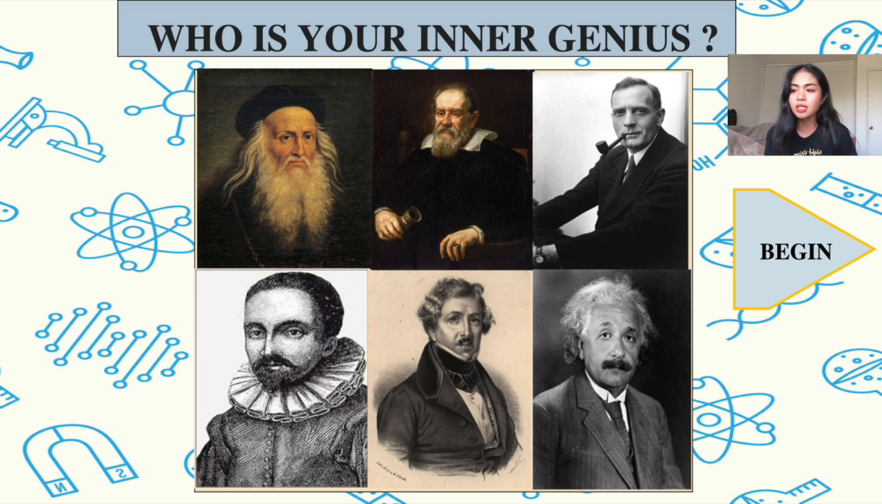As you can see, we're starting with Leonardo da Vinci, and then we have Galileo, then Hubble, then Lavoisier, Daguerre, and then Einstein. All of these scientists were really significant in their time, and they contributed so much to society and the scientific revolution.